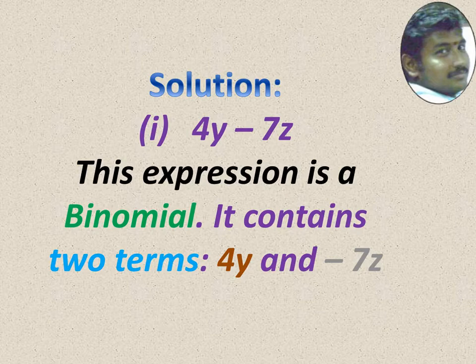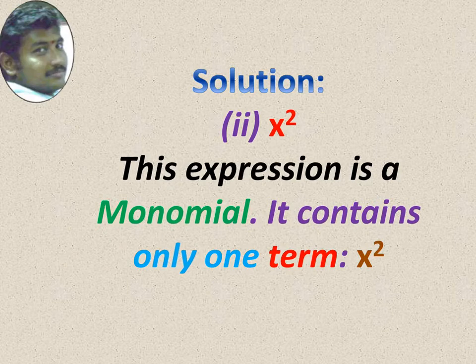The next one is just x square. This expression is x square, so it has only one term. When an expression has only one term, it is called a monomial. So x square is a monomial.